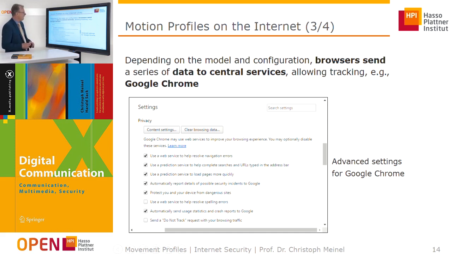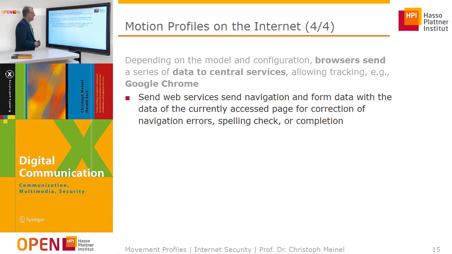Here there are the advanced settings for Google Chrome. It's possible to make decisions, for example, use a web service to help resolve navigation errors, use a prediction service to help complete searches and URLs typed in. So there are many possibilities. You are asked to decide whether you allow Google to access the data or whether you do not allow Google to access this data, here in this example of Google Chrome.